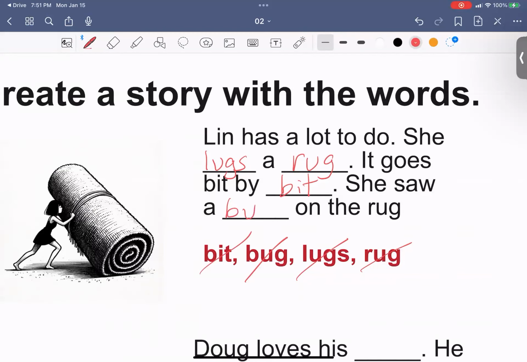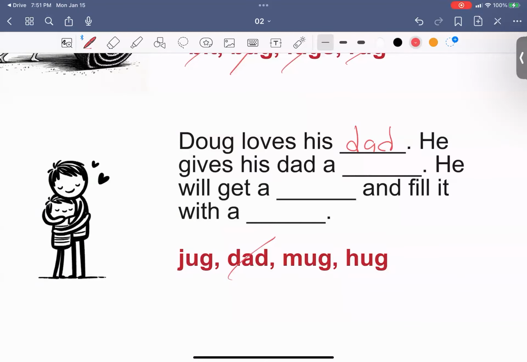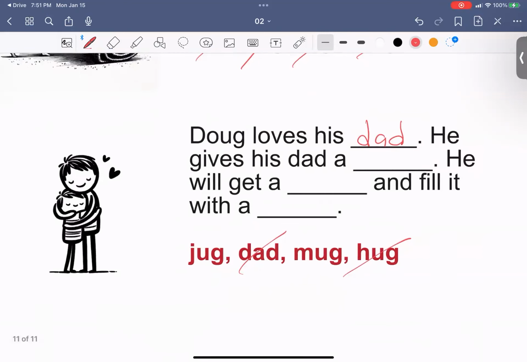Doug loves his dad. He gives his dad a hug. He will get a blank and fill it with a blank. So he will get a mug and fill it with a jug.